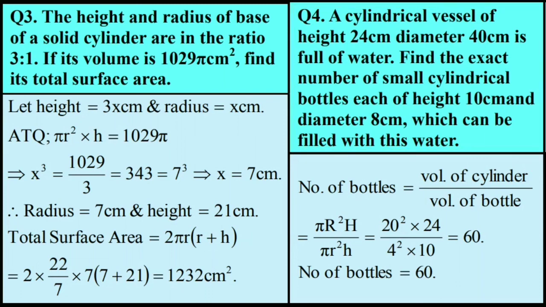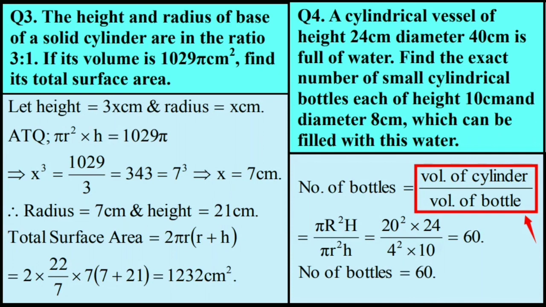I explain it with a mathematical relation. Suppose the number of bottles is n. So n multiplied by the volume of one bottle is equal to the total volume of water in the bigger cylinder. Hence the number of bottles required is equal to the volume of the bigger cylinder divided by the volume of a bottle.